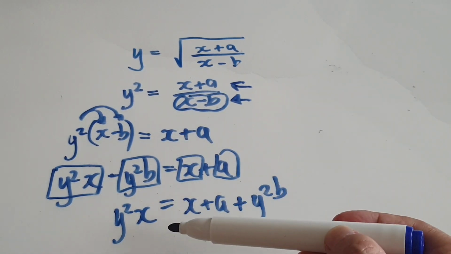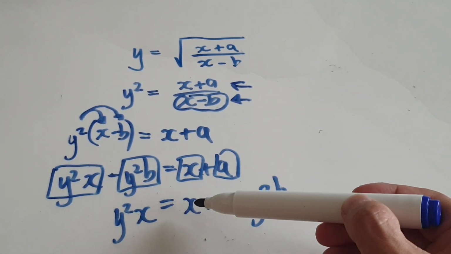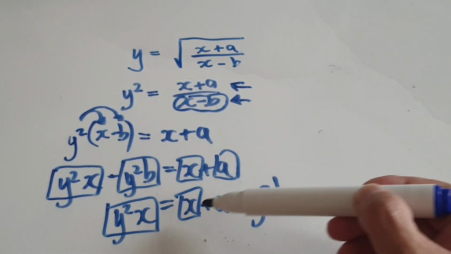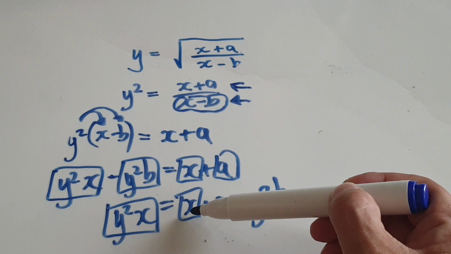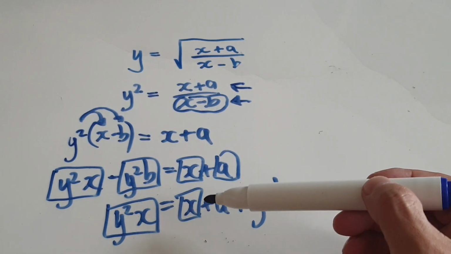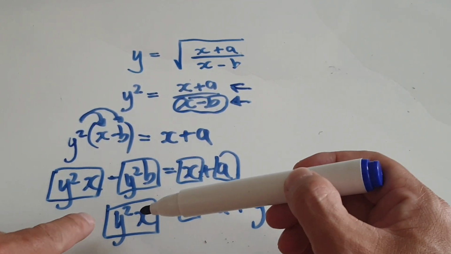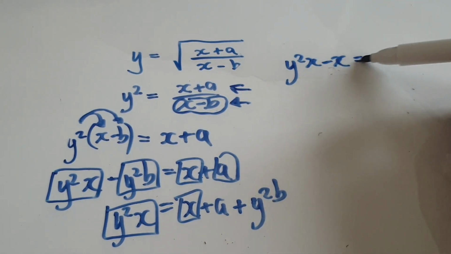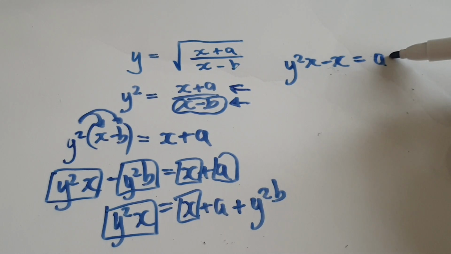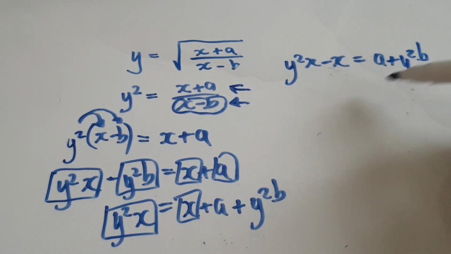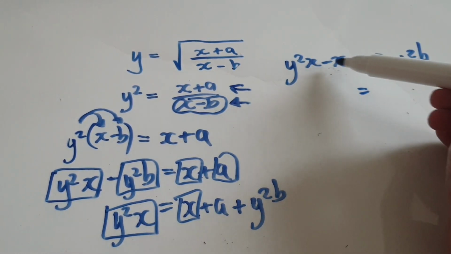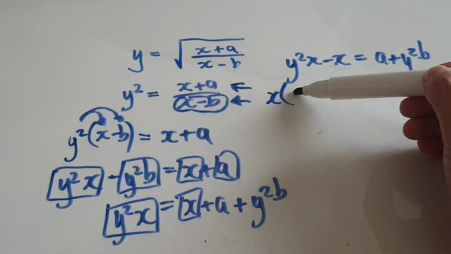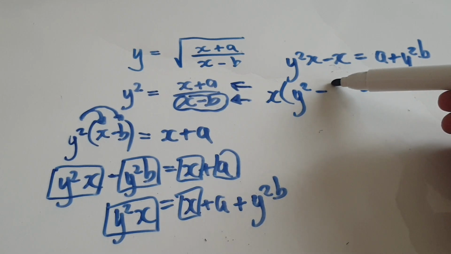Now you want to group all the x's on one side. This block here contains x. This block here contains x. So in your mind, take away x from both sides. The left hand side will then become y squared x minus x, and then the right hand side will just become a plus y squared b. Now x exists in two places, so the trick is to factorize out the x. So x bracket y squared minus 1.